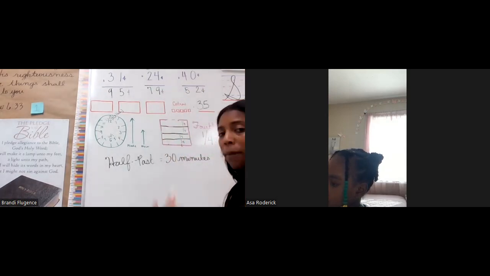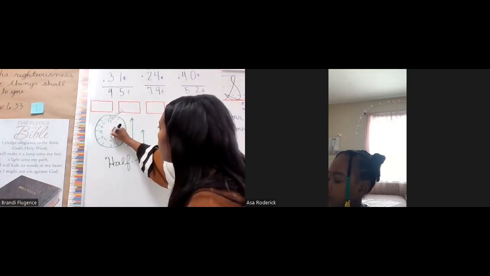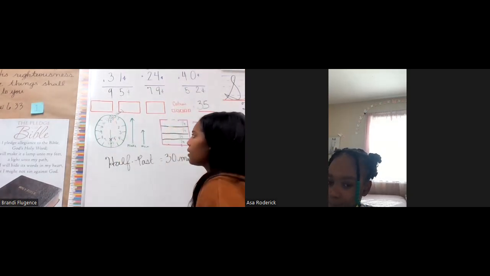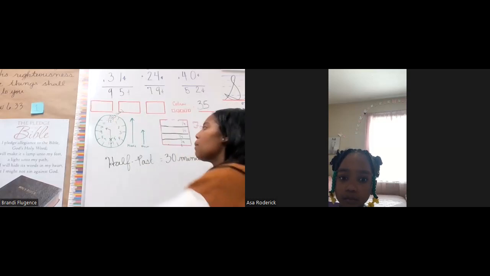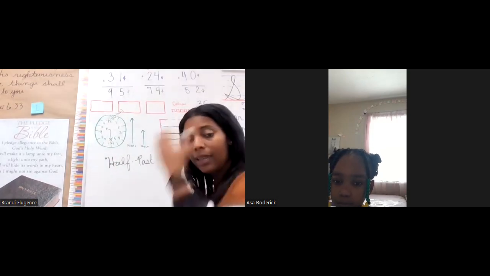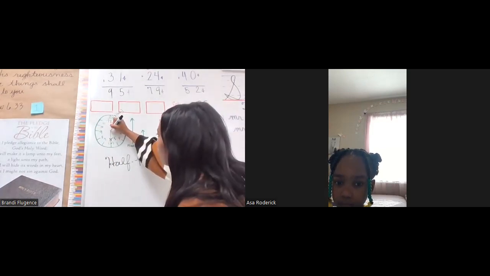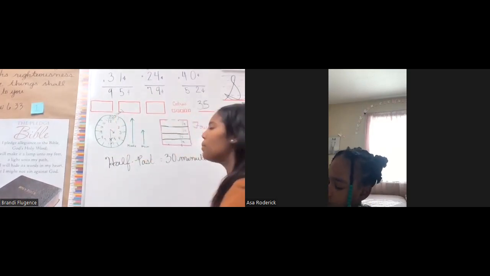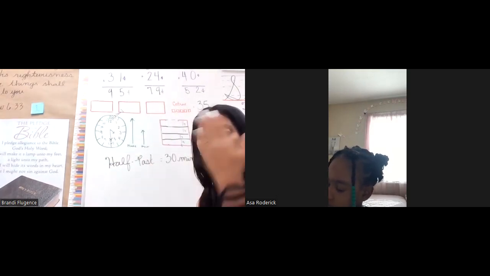Anytime you want to show 30 minutes on your clock, half past, your minute hand will point to the 6. If I say it is half past 10, my hour hand would point to 10 and my minute hand would point to 6, because that means it is 10:30. Half past 10 is 10:30. If I say it is half past 4, my minute hand will point to the 6 and my hour hand will point to the 4, because half past 4 is 4:30. Half past means 30 minutes.